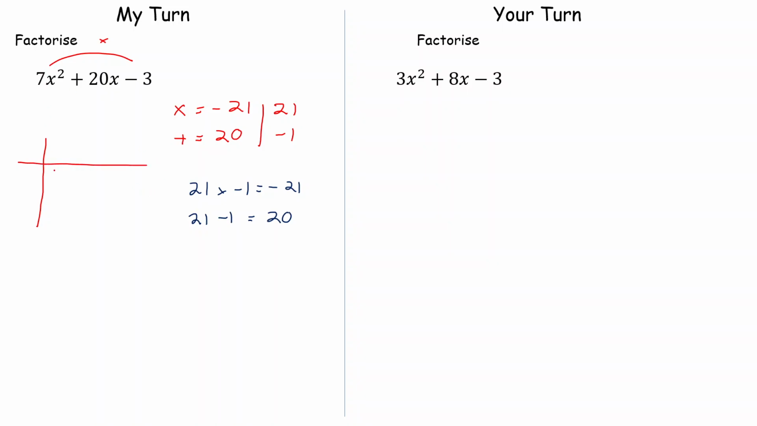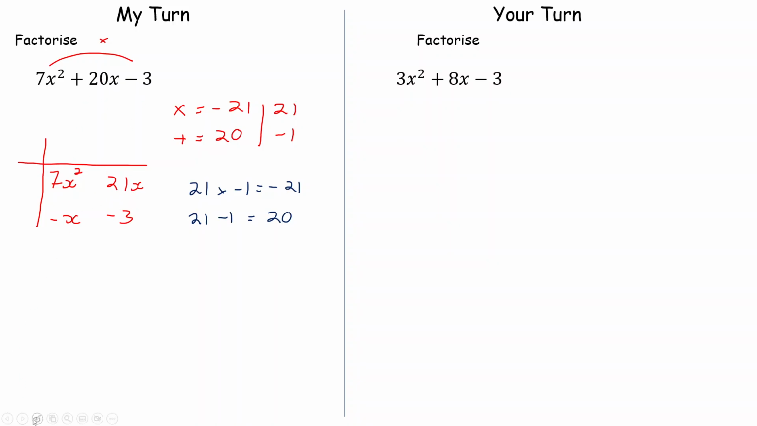And again, your first term, 7x squared, goes up here. The negative 3 goes in the bottom right, and then you've got your numbers here. You can put anywhere, and it's going to be 21x, and then minus 1x, or just negative x. They mean the same thing. Okay, and again, this should give you the quadratic that you've got up here. Let's just double check that. 7x squared, good. 21x take away 1x is 20x, and you've got the minus 3.